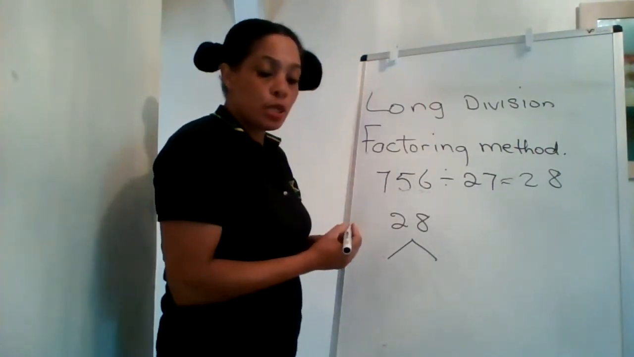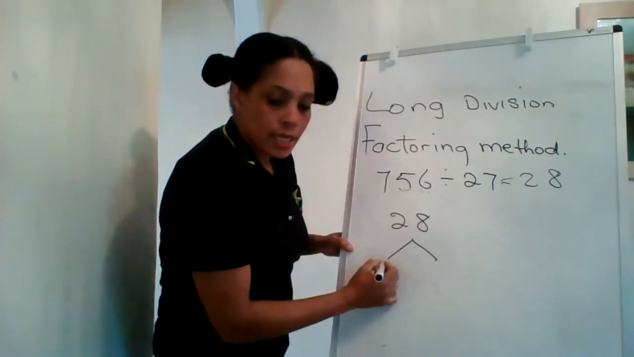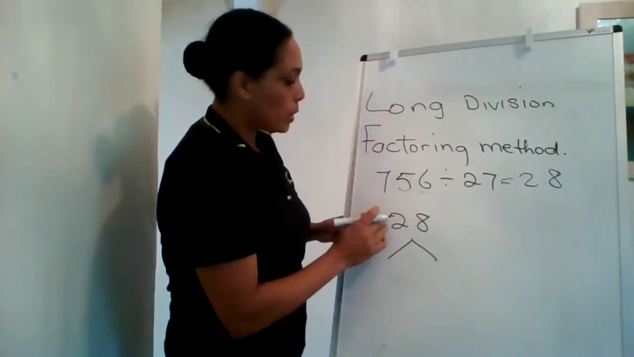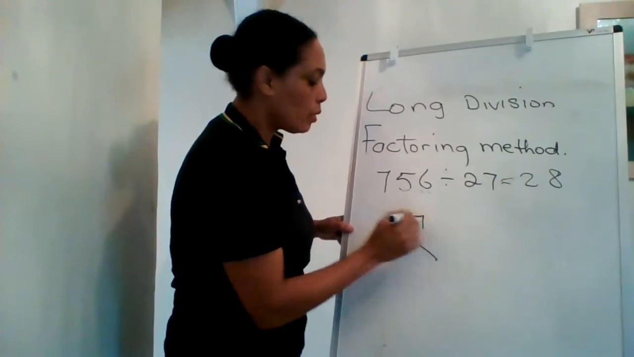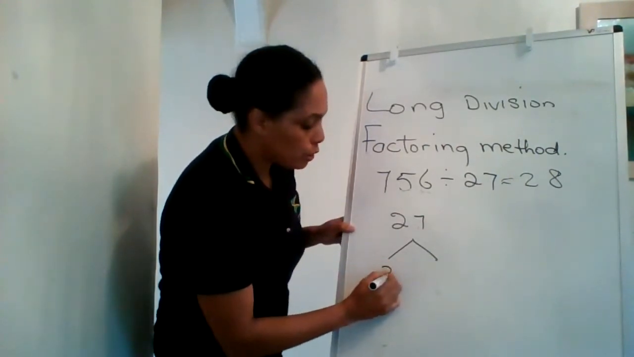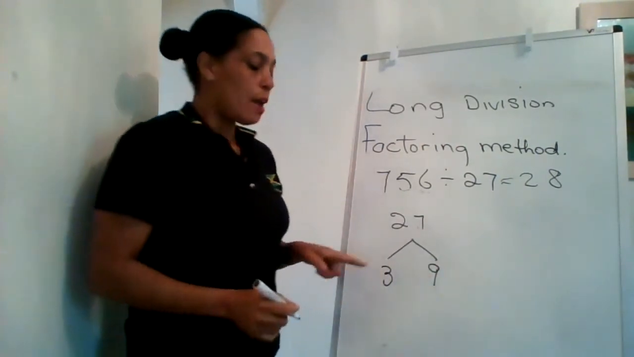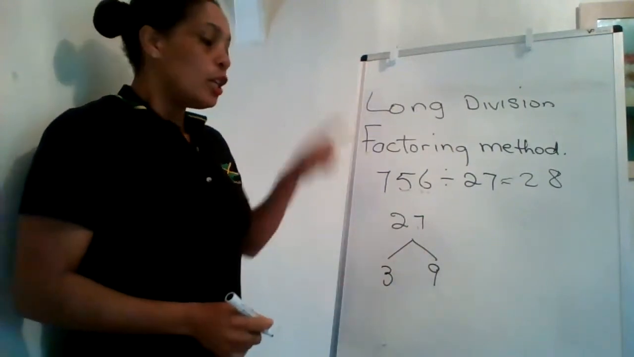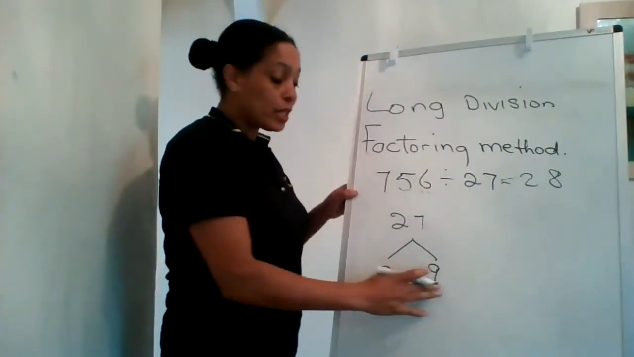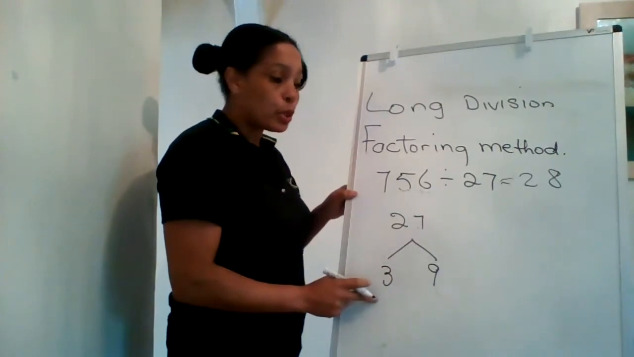Now, I'm going to be using 28, were we dividing by 28? Sorry, 27. I'm going to use 3 and 9. So this is what you do. The first thing you do is to divide by one of these numbers. It doesn't matter which one you're going to use.